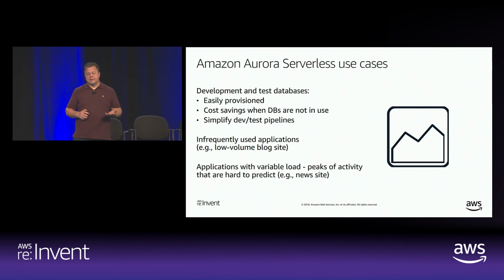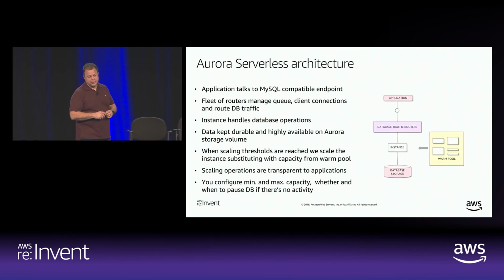And you can simplify dev and test pipelines with the knowledge that the code that you write is running against a regular Aurora cluster. It's not a special type of Aurora. It is the same exact Aurora. So if it runs in serverless in a certain way, then you can generally anticipate that it will run that way in a provisioned cluster as well. It's great for infrequently used applications like a low-volume blog site, for example, or the dev test workloads we're talking about, or applications with variable loads, peaks of activity that are hard to predict.